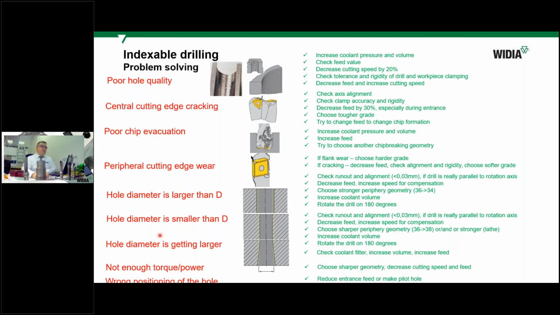And if the diameter is smaller than the diameter of the drill, you can do it the vice versa way, so change to a sharper geometry. And also other tips and solutions to the possible problems you can face because of the chip control, because of incorrect feed, and also others where you can face, like in turning, for example, plastic deformation and build-up edge.